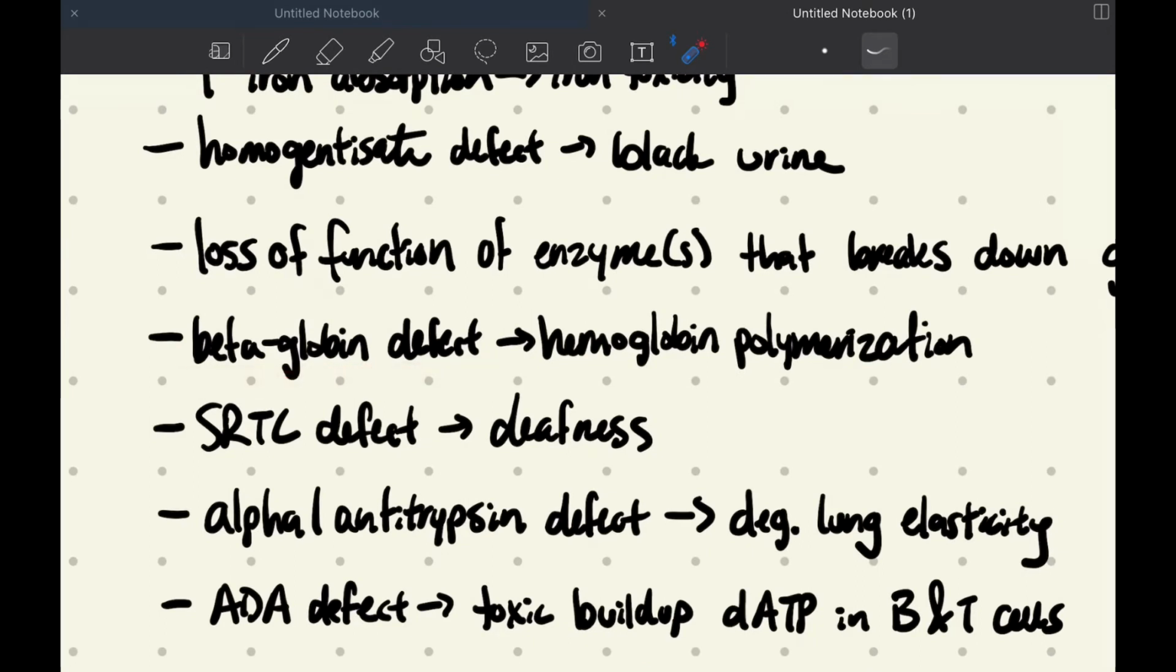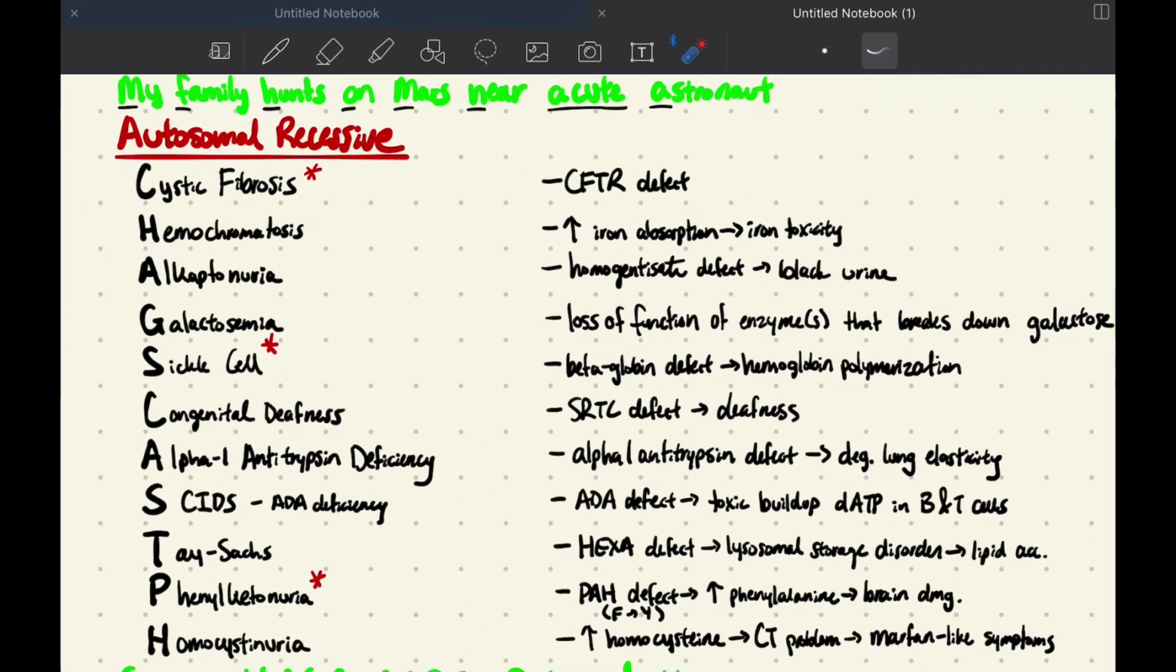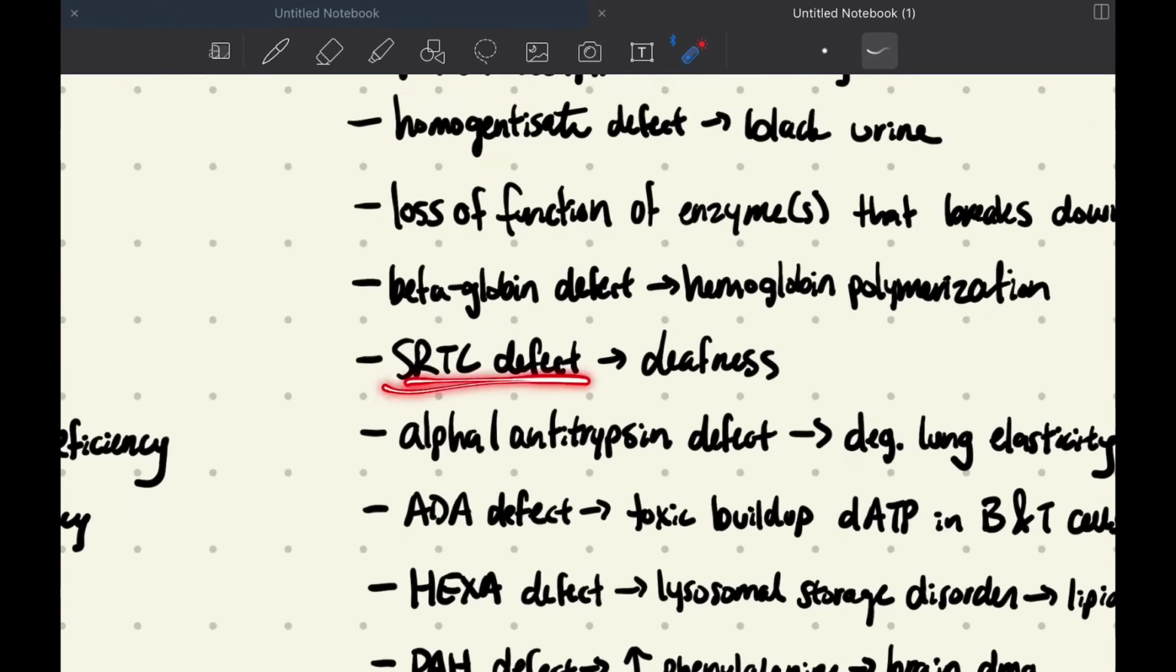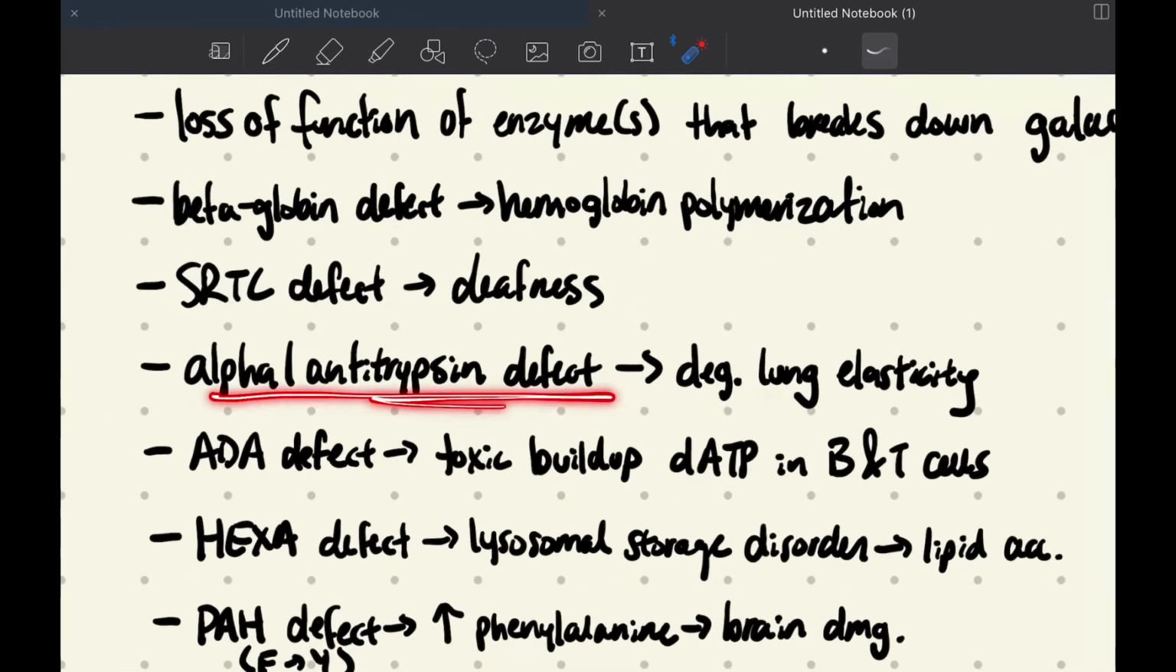If you remember, hemoglobin is a quaternary structure. It has 4 subunits. It has 2 beta subunits as well as 2 alpha subunits, right? So with this beta globin defect, you're actually going to have hemoglobin polymerization, which leads to that sickle cell formation, right? And then C is going to correlate with your congenital deafness. That's basically a SLC26A4 gene defect, and that's going to lead to your deafness. You don't have to know too much about that. A is alpha-1 antitrypsin deficiency. That's going to be an alpha-1 antitrypsin defect.